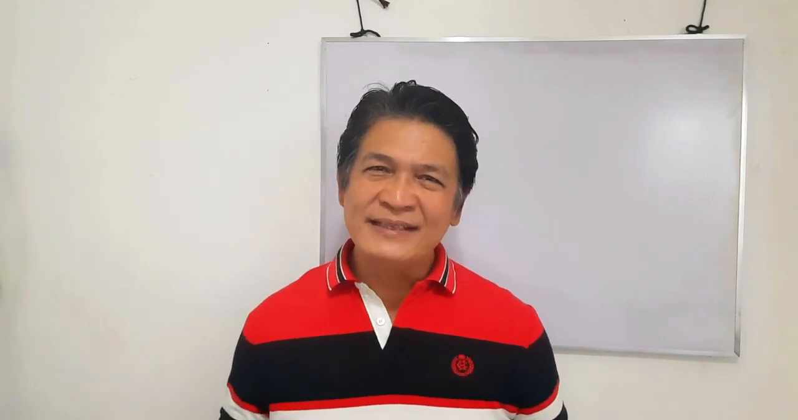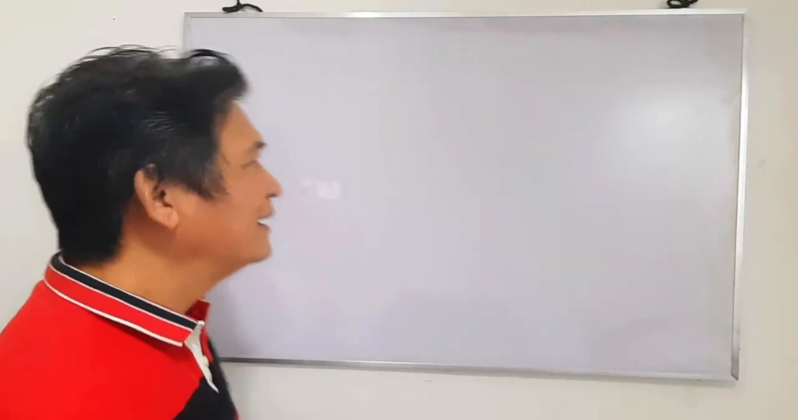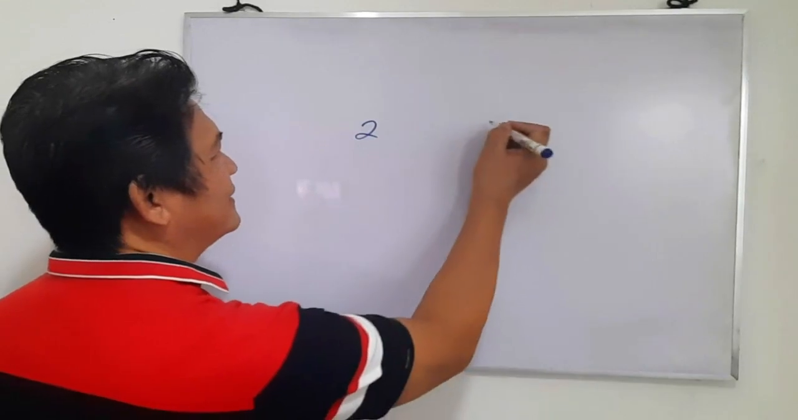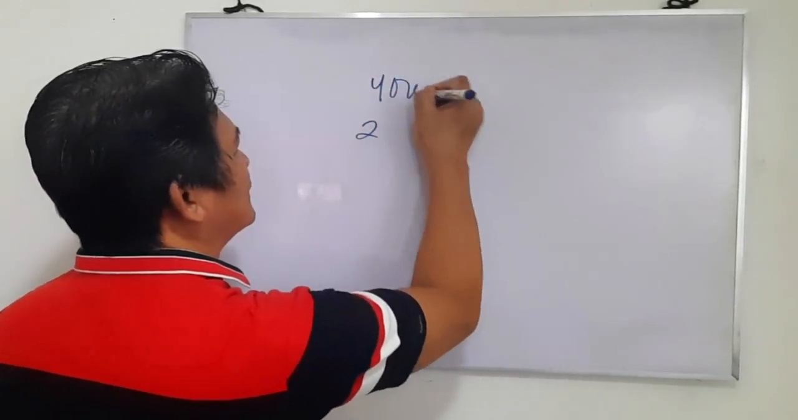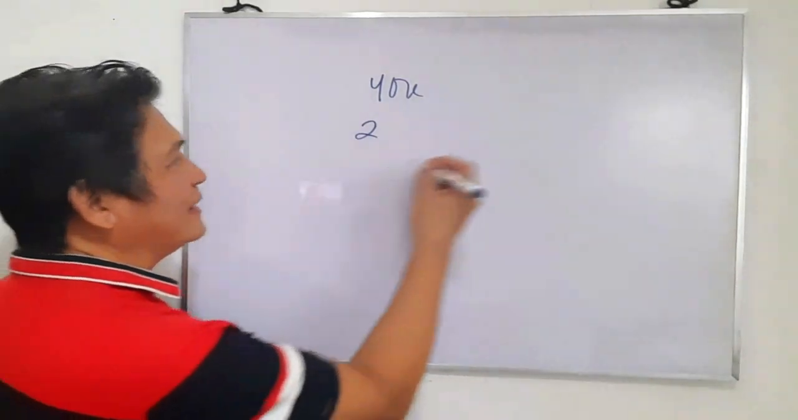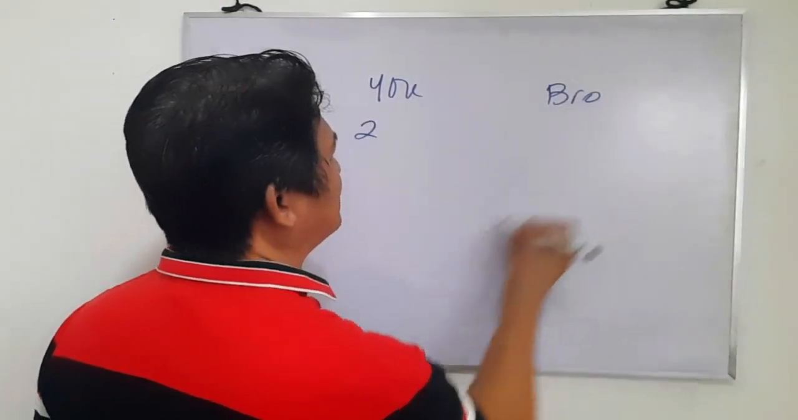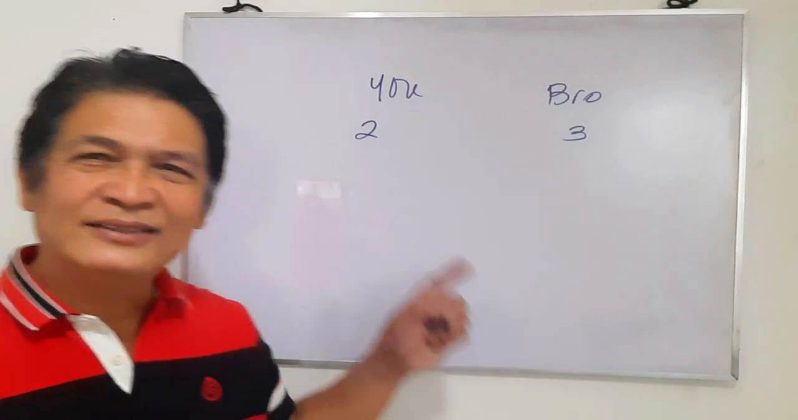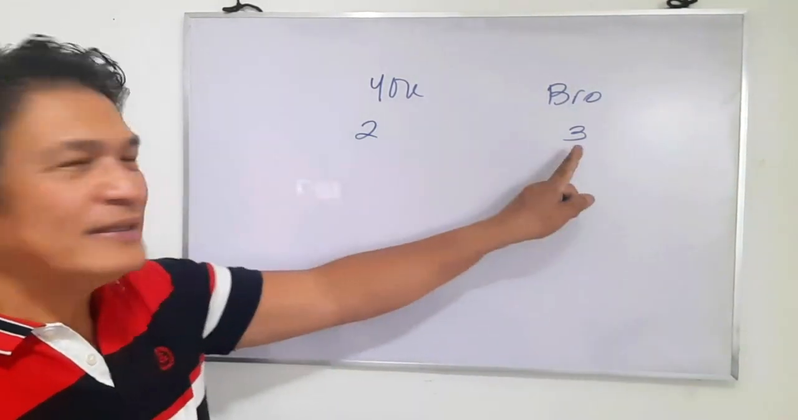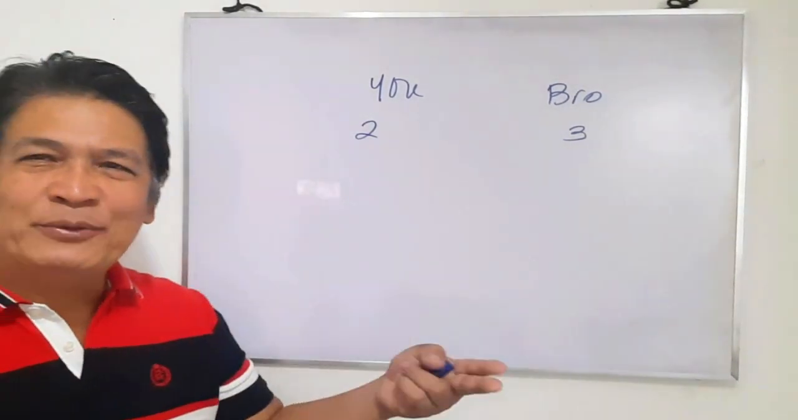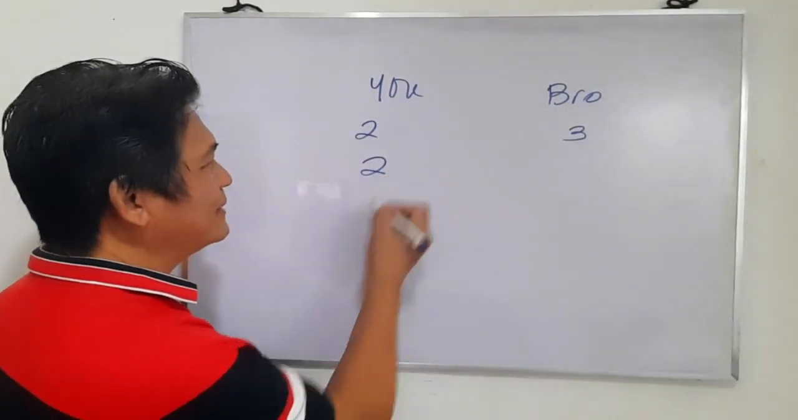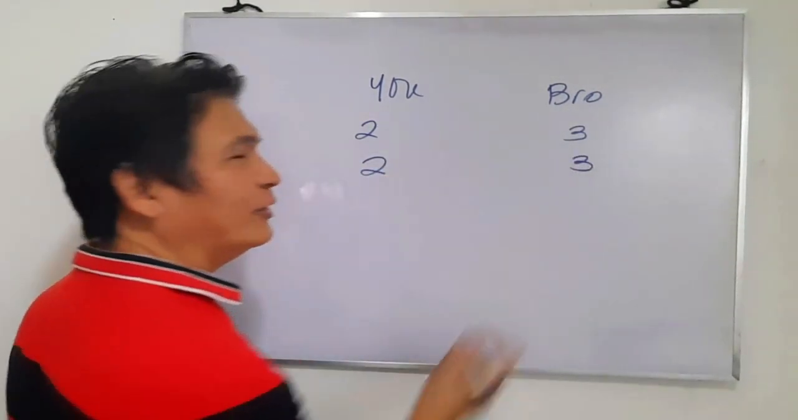Let's say your father arrived from working overseas and he brought some chocolates. On the first day, he gave you 2 chocolates, and your younger brother, he gave 3 chocolates. So the ratio there is 2 is to 3. And on the following day, he gave again 2 chocolates and again 3 to your brother.